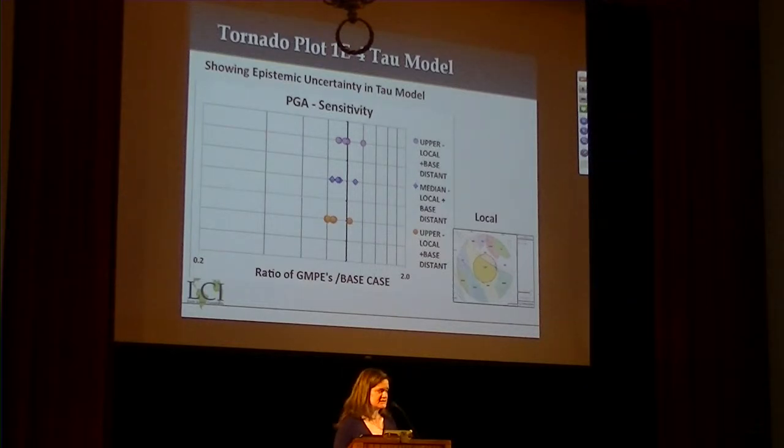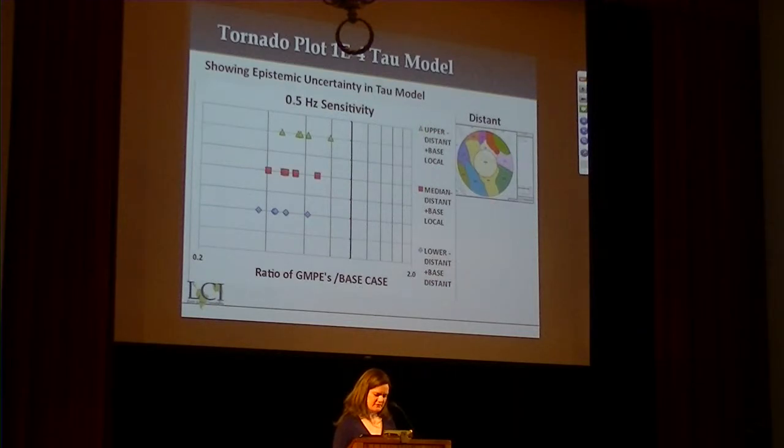Any questions on this slide? Okay, moving to the next slide. This is going to be showing the results for the tau model for the distant effects. This is just for half a hertz, because half a hertz matters here. And you can see that the distribution is a bit greater, and it all falls below the base case.